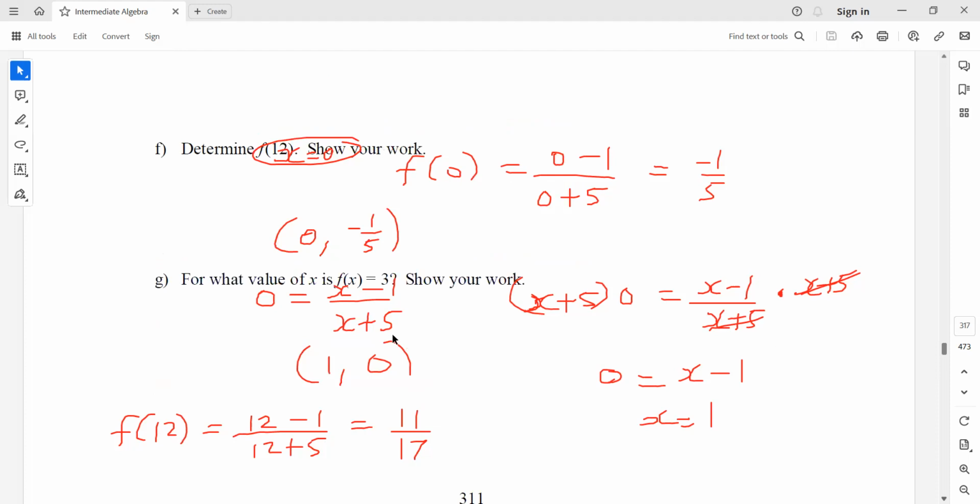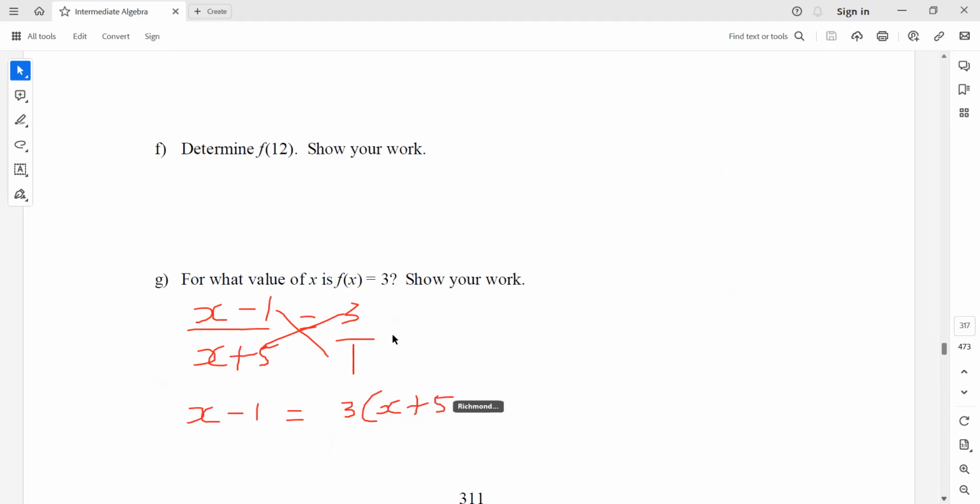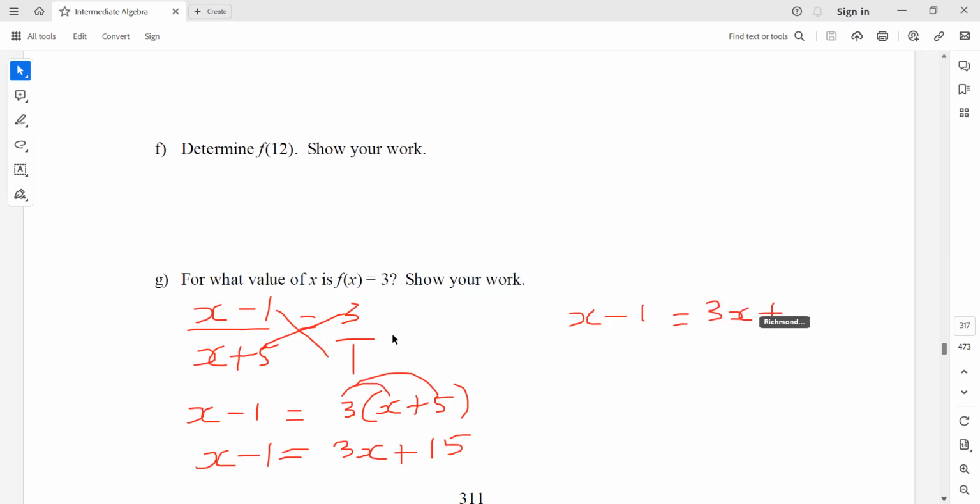Now, for g, we are given the output and we are finding the input. So x minus 1 over x plus 5 equals 3, or 3 over 1. So cross multiply. You have x minus 1 times 1, which is the same thing, and 3 times x plus 5. So you have to distribute the 3. So x minus 1 equals 3x plus 15.